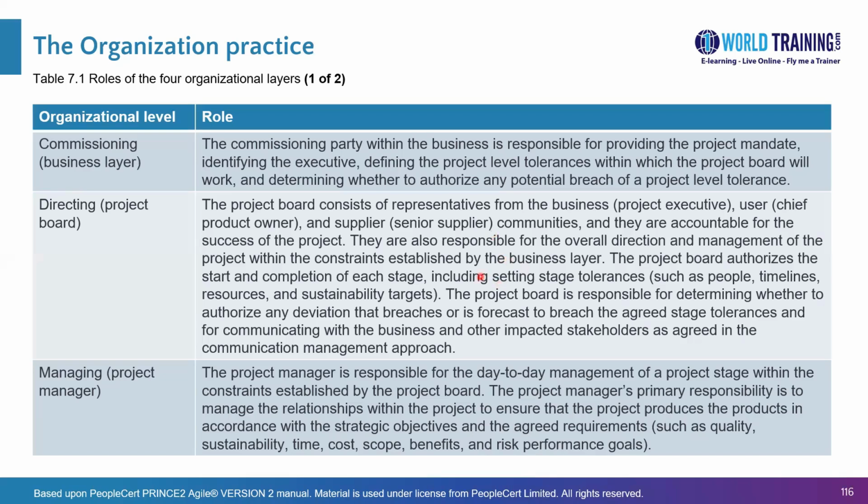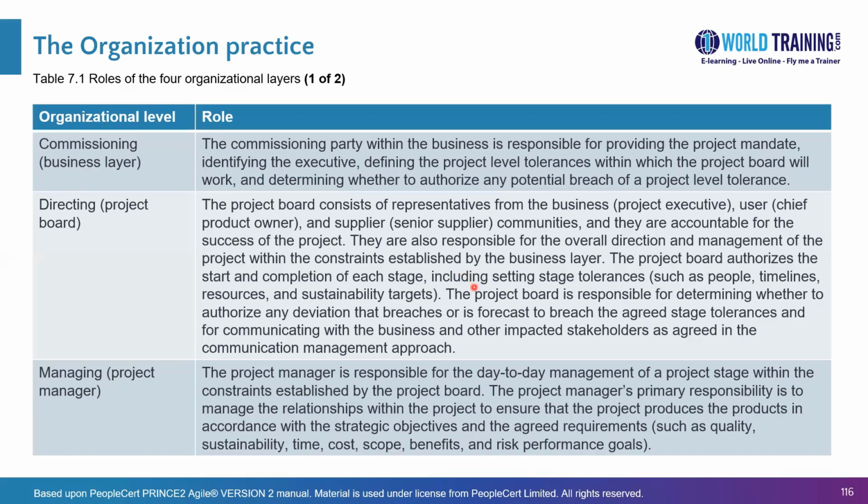The project board authorizes the start and completion of each stage. Most of the planning work, or all of it, is done by the project manager. Therefore, the project board authorizes the project manager to begin the stage or indicate that the stage has been completed properly. Then they would expect information for the next stage from the project manager, approve that, and continue to do so throughout the project. However, in terms of setting tolerances, the project board defines stage tolerances and allocates them to the project manager to manage for every stage.